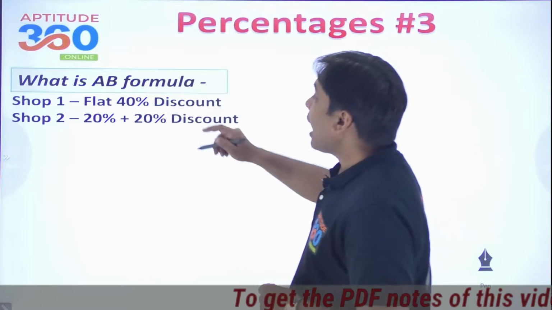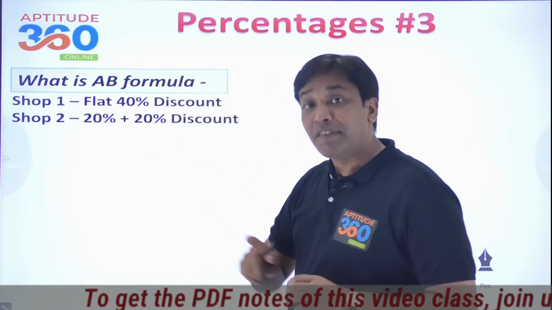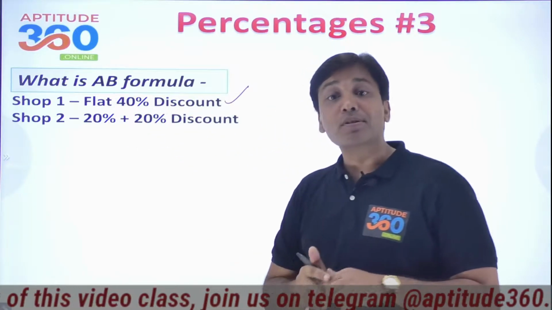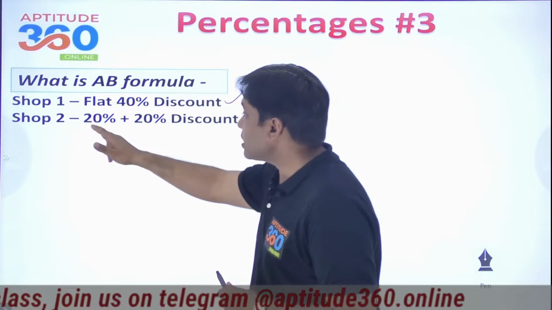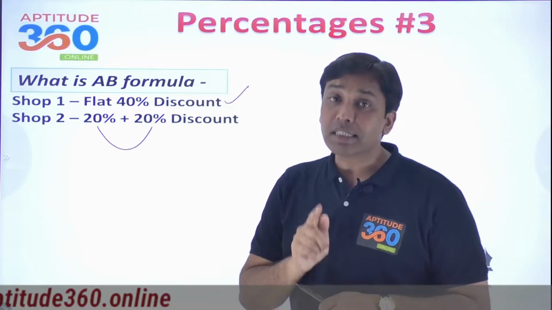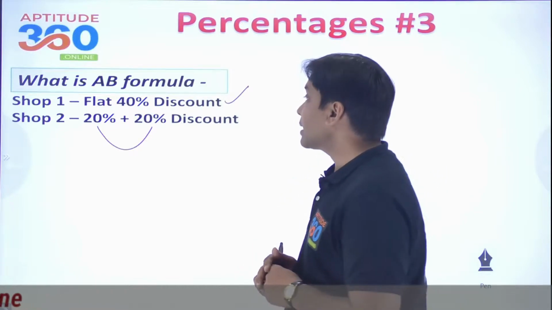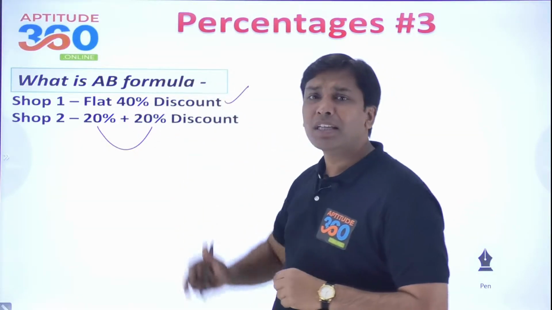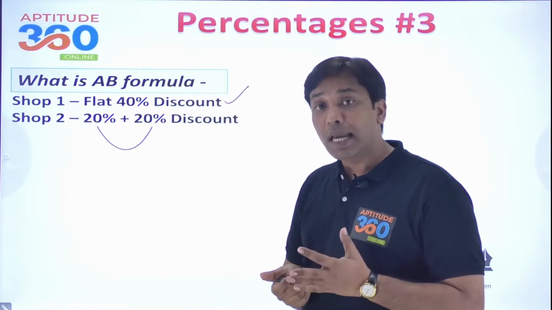Now I have got a very simple problem over here. मैं आपसे सिर्फ ये पूछ रहा हूँ कि there are two shops. Shop 1 is giving you 40% flat discount, whereas shop 2 is giving you 20% plus 20% discount. As a customer, आप किस वाली shop में जाएंगे, right? Most of the people will say that shop 1 and shop 2, both of them are giving the same thing, right? They are not giving the same thing.